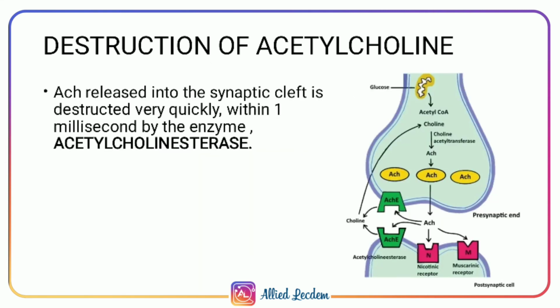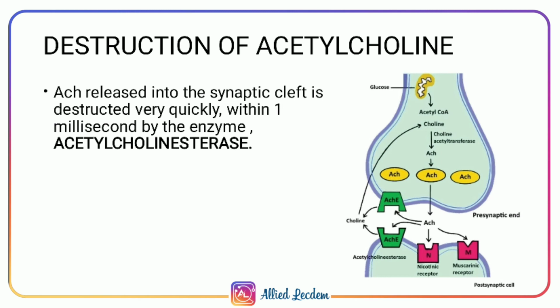So, the last event in the neuromuscular transmission is destruction of acetylcholine. Acetylcholine released into the synaptic cleft is destroyed very quickly, within 1 millisecond, by the enzyme acetylcholinesterase. However, acetylcholine is so potent that even the short duration of 1 millisecond is sufficient to excite the muscle fiber. So, rapid destruction of acetylcholine is needed so that it doesn't cause repeated excitation of the muscle fiber, and it allows the muscle to relax.